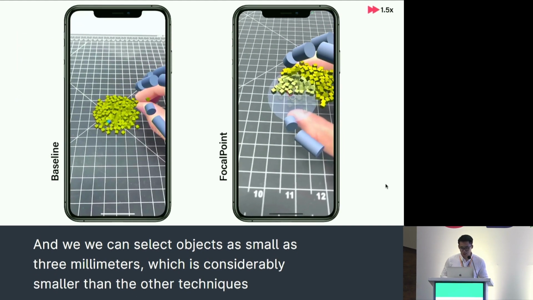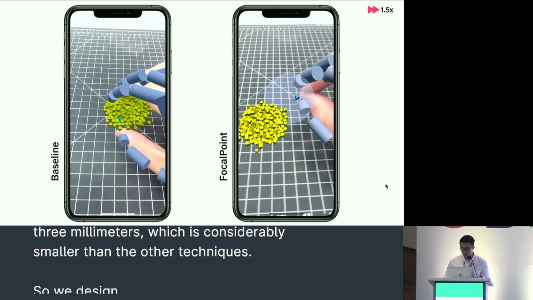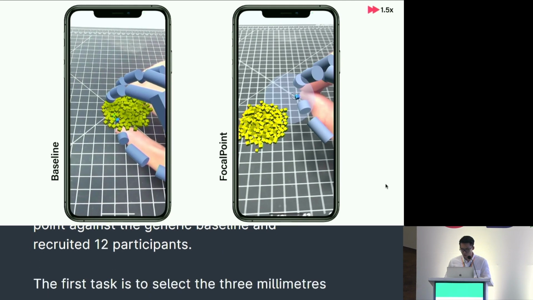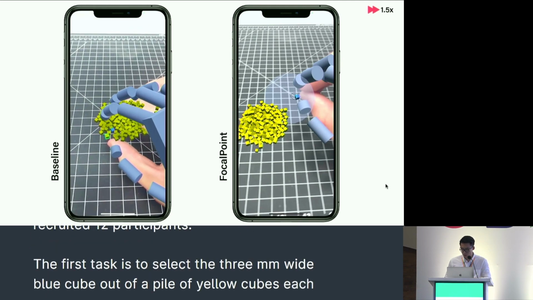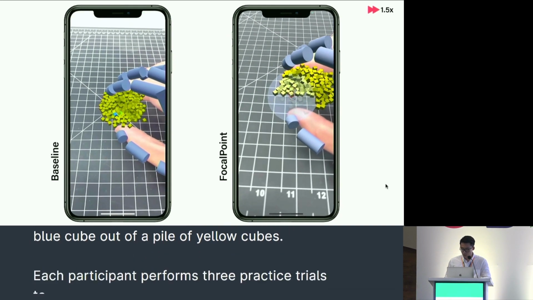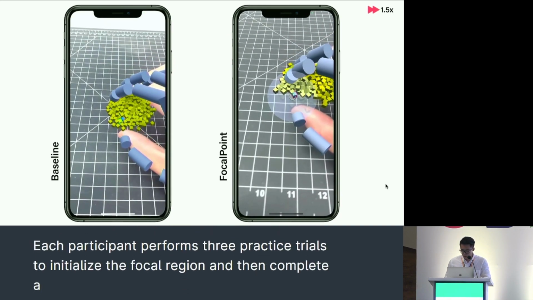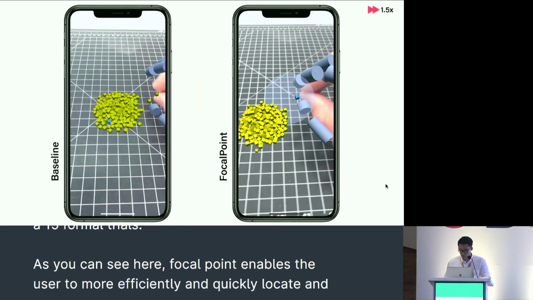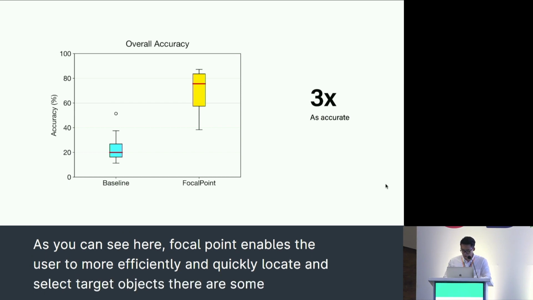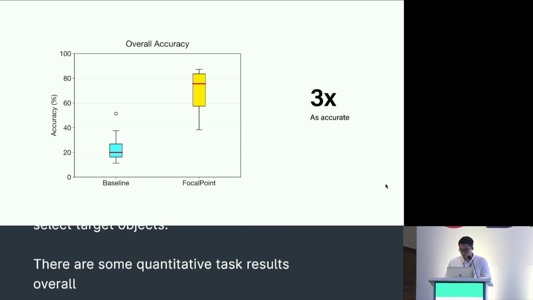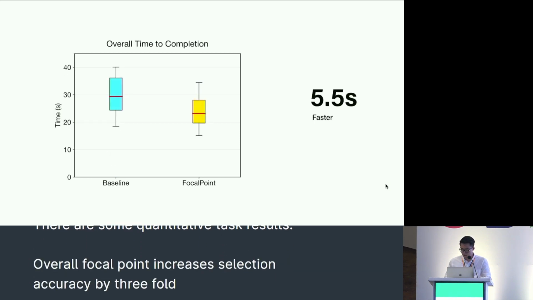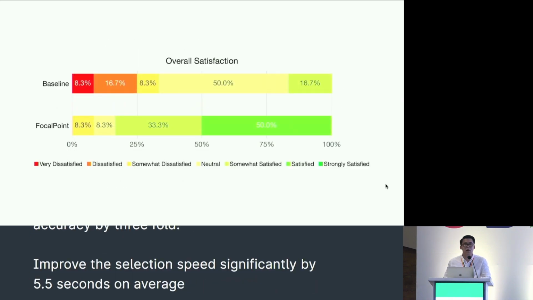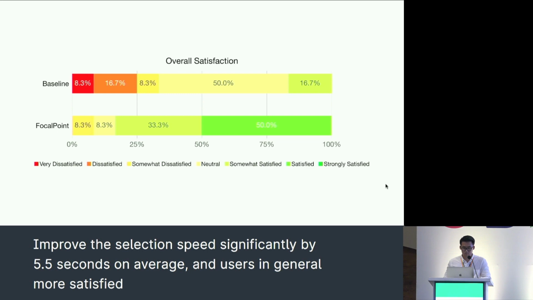So we designed two tasks to evaluate FocalPoint against the generic baseline and recruited 12 participants. The first task is to select a 3 millimeter wide blue cube out of a pile of yellow cubes. Each participant performed 3 practice trials to initialize the focal region and then completed 15 formal trials. As you can see here, FocalPoint enables the user to more efficiently and quickly locate and select target objects. Here are some quantitative task results. Overall, FocalPoint increases the selection accuracy by threefold, improved the selection speed significantly by 5.5 seconds on average, and users in general were more satisfied with using FocalPoint for this task.